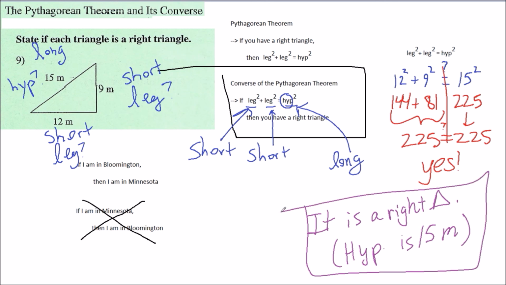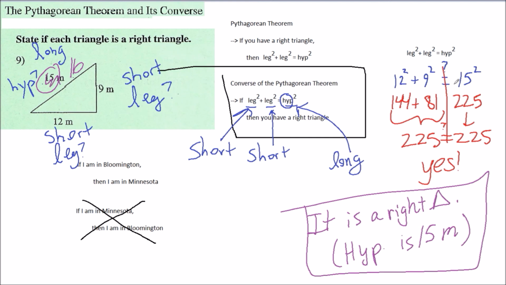So that's all you're going to do when you're checking 10, 11, and 12. State if it's a right triangle. Try it out. Put the numbers into the Pythagorean theorem and see if they work. If the left side does equal the right side, then you say yes, it is a right triangle. If we would have changed this right here to a 16.